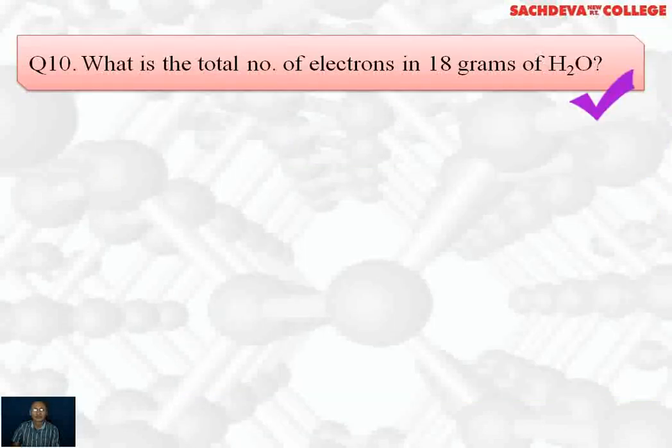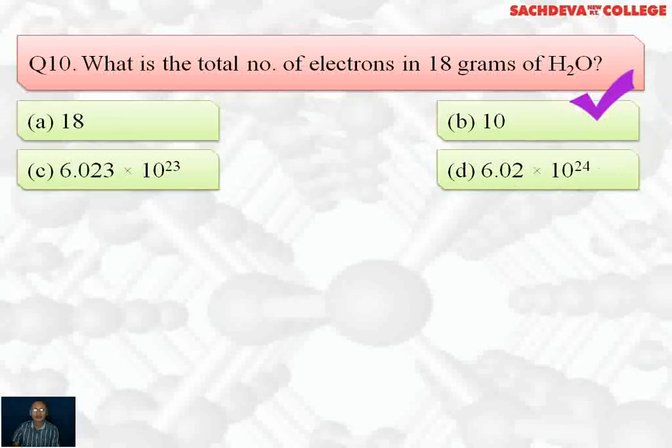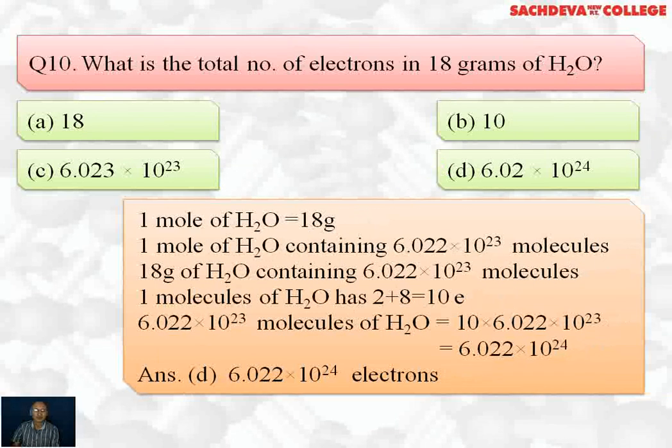What is the total number of electrons in 18 grams of water? Options are 18, second option 10, third option 6.023 into 10 power 23, D part 6.02 into 10 power 24. 1 mole of water is equal to 18 grams and 1 mole of water contains 6.022 into 10 power 23 molecules. It means 18 gram of water contains 6.022 into 10 power 23 molecules.